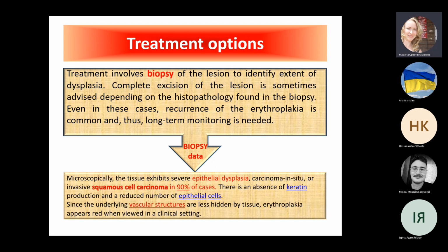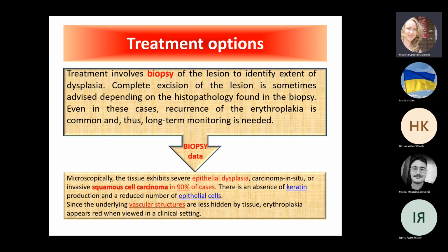Treatment options. Treatment involves biopsy of the lesion to identify the extent of dysplasia. Complete excision of the lesion is sometimes advised depending on the histopathology found in the biopsy. Even in these cases, recurrence of the erythroplakia is common, and thus long-term monitoring is needed.